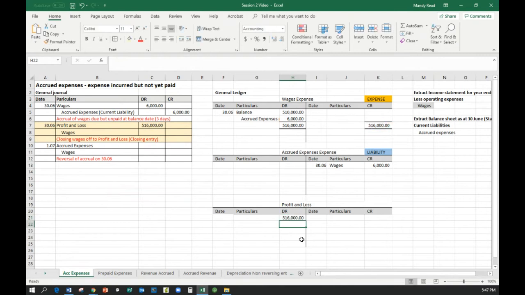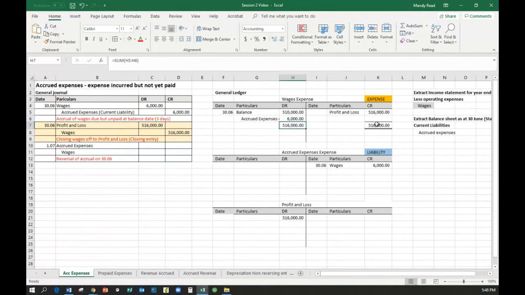So the reason why it is on the debit side is because it's coming out of the wages account on the credit side. So wages is $516,000 on the credit side. The name of the account on the other side of the equation, as to where this $516,000 has gone, is into the profit and loss account. Do you all agree with me?